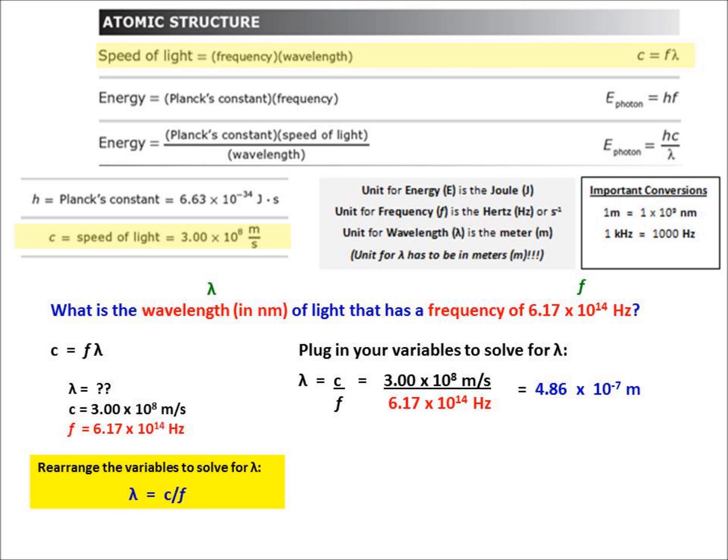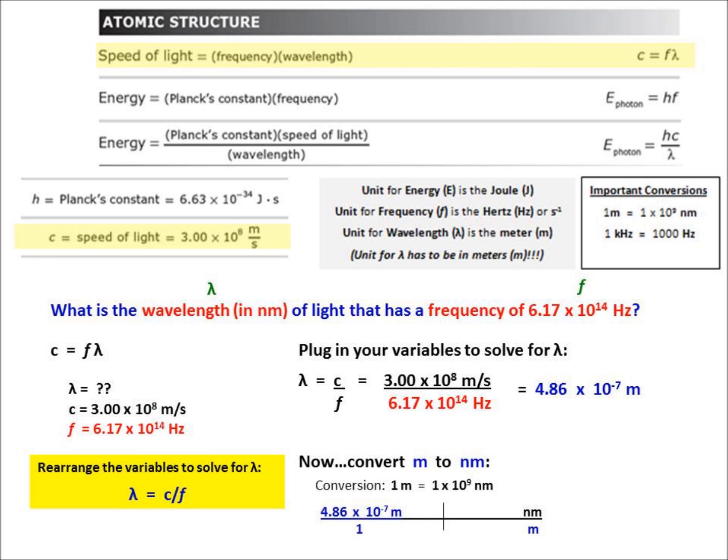So I've solved for my wavelength. It's 4.86 times 10 to the negative 7th meters, but the question asked for me to provide the wavelength in nanometers. So there's one additional step that I need to do. I need to convert 4.86 times 10 to the negative 7th meters into nanometers. So the final step is going to ask me to perform dimensional analysis. I need to convert meters into nanometers. So if I look up where it says important conversions, I notice that the conversion between meters and nanometers is 1 meter is equal to 1 times 10 to the 9th nanometers.